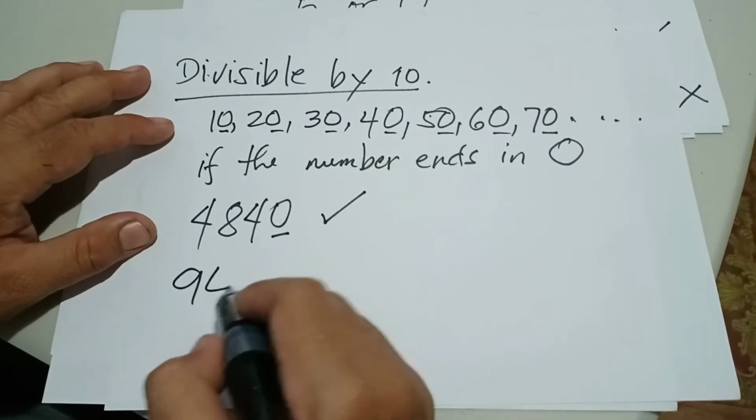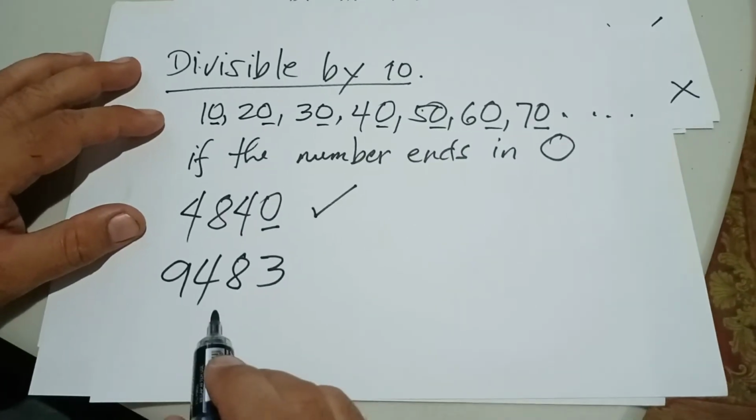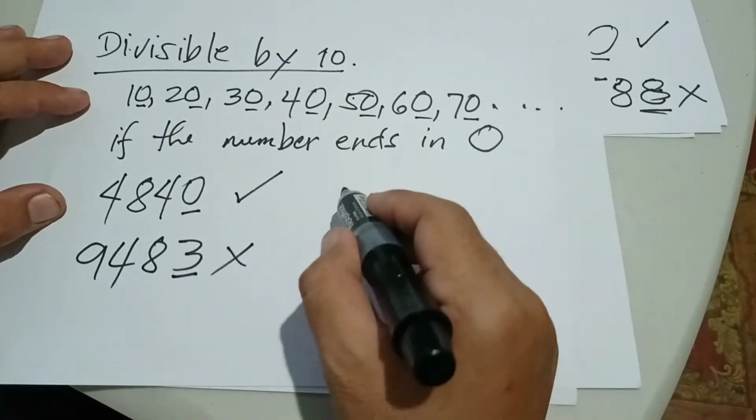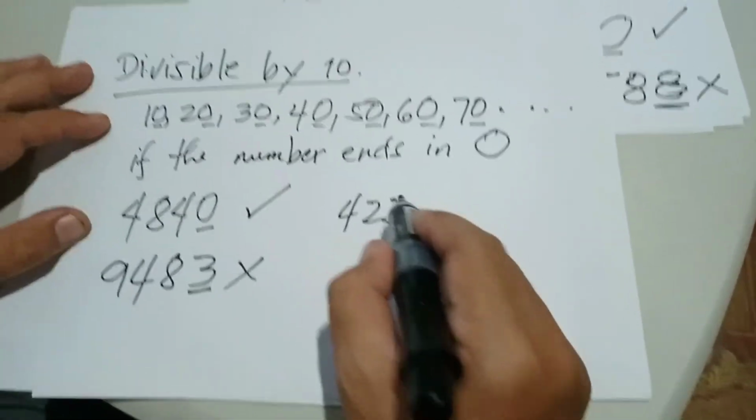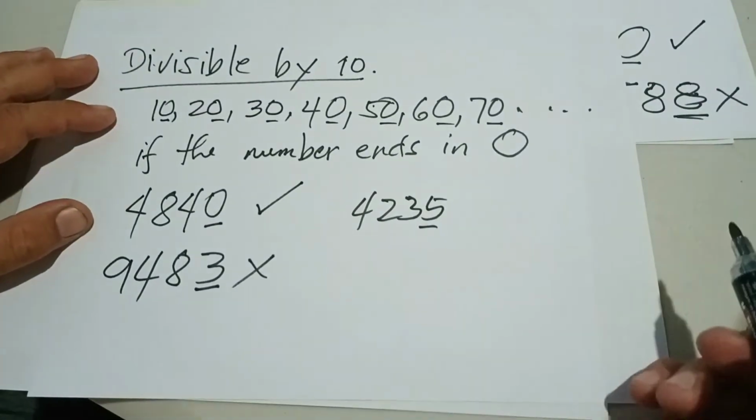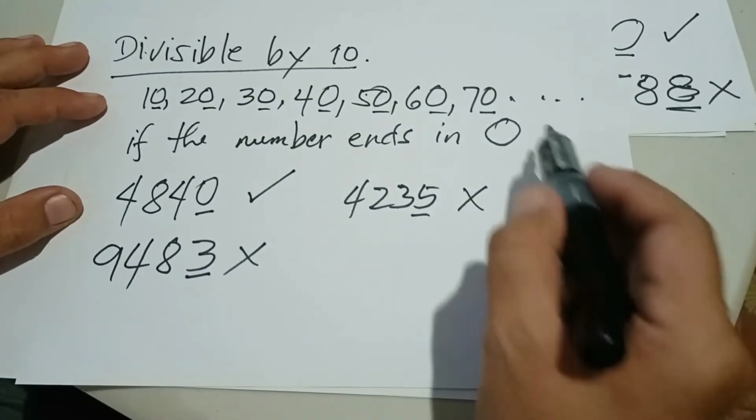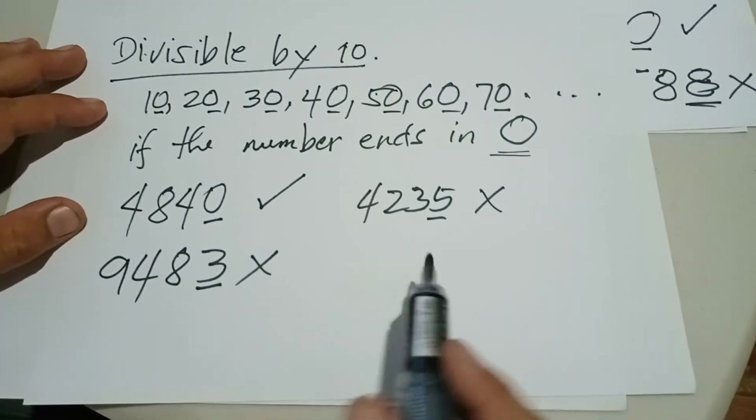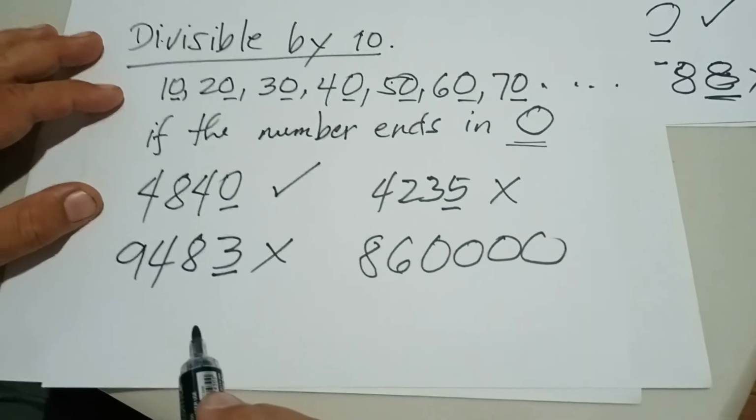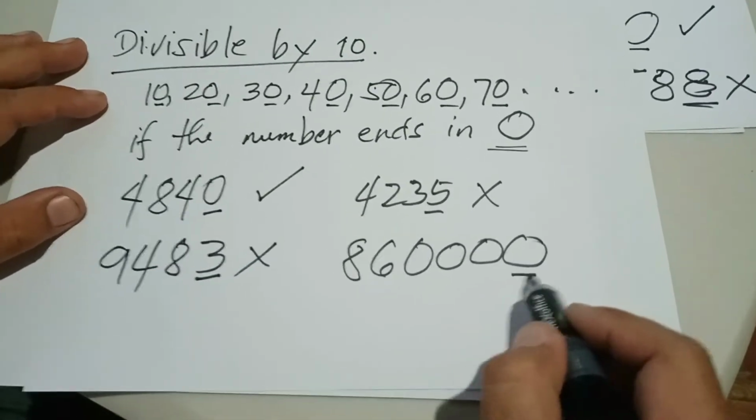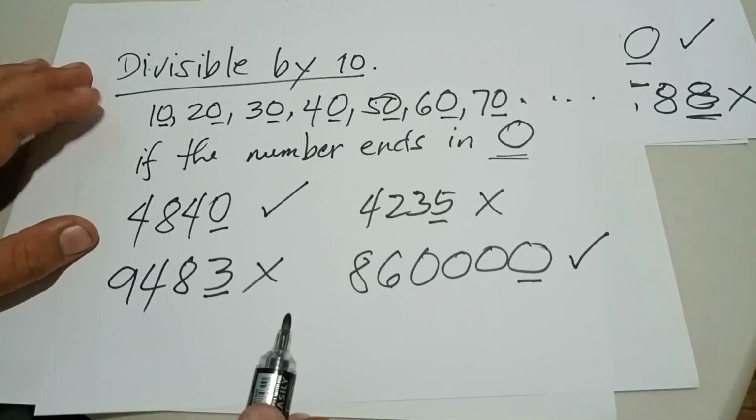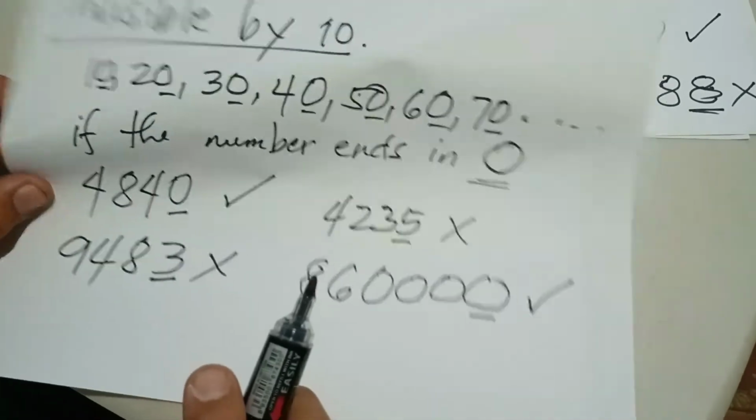Okay? 9,483. Ending in 3, not divisible by 10. Okay? 4,235, ending in 5, divisible by 10? No. Sabi, kailangan ending in 0. 860,000. Daming zero. So, still, the last digit is 0. So, that is divisible by 10. So, that's how you determine if a number is divisible by 10.